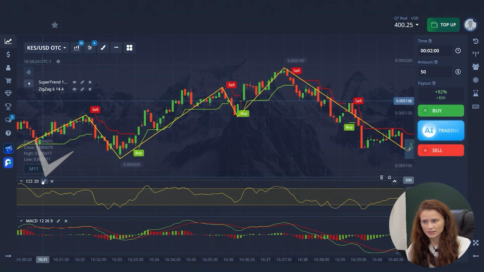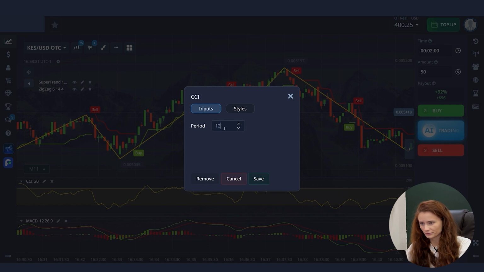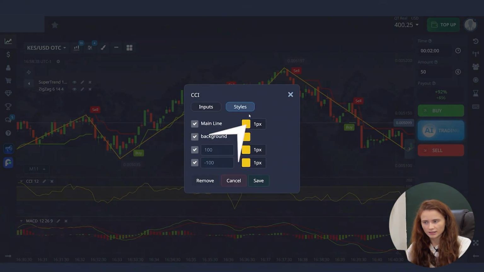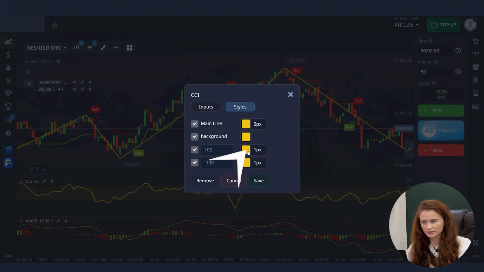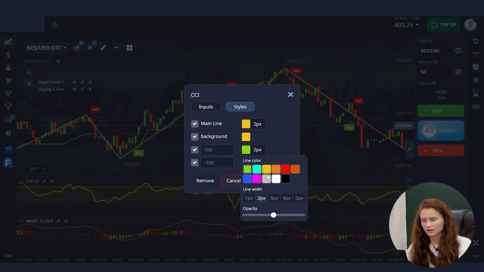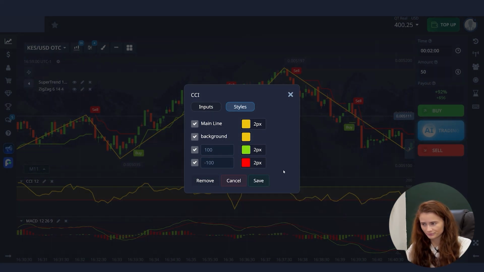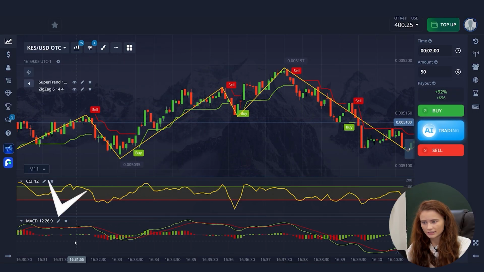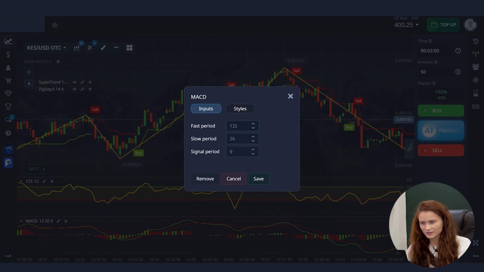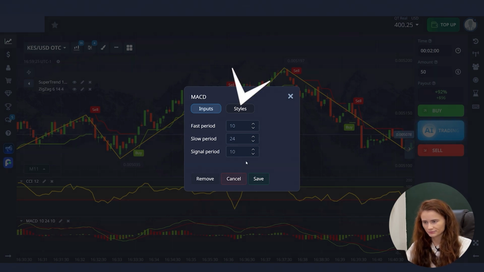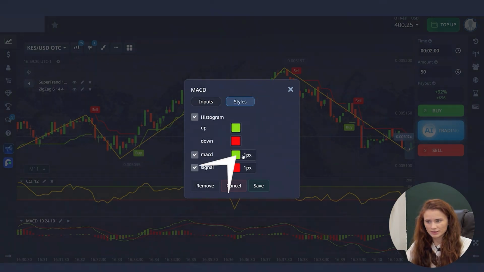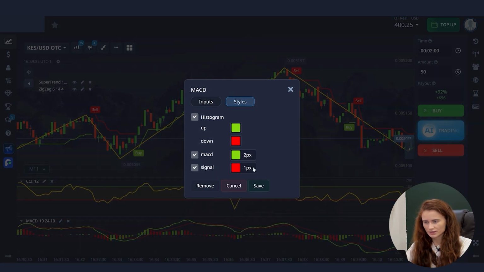For the CCI indicator, we'll reduce the period to 12. And in the size settings, I will increase the thickness of all indicator lines. The color of level 100 will be green and level -100 will be red. And now it's MACD's turn, guys. Fast period will be 10, slow period 24, and signal period increased to 10. In the display style settings, I will increase the thickness of the MACD and signal lines.